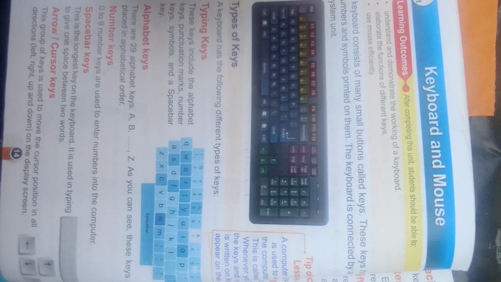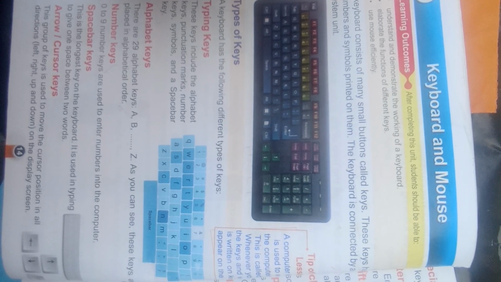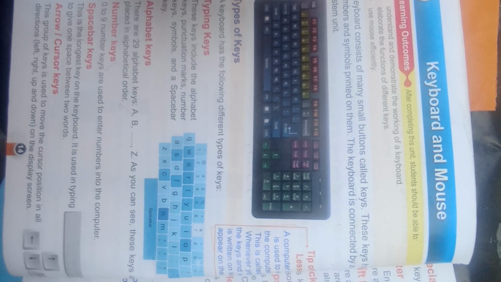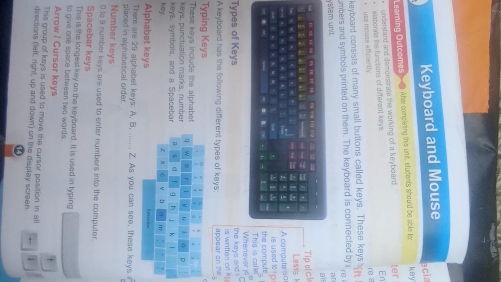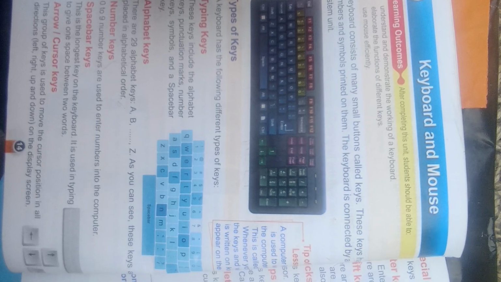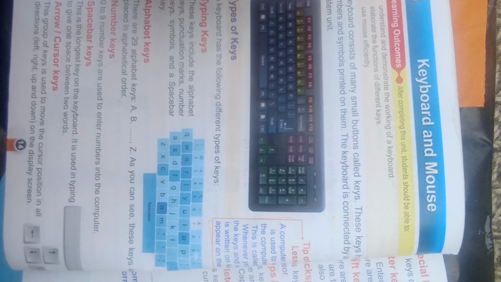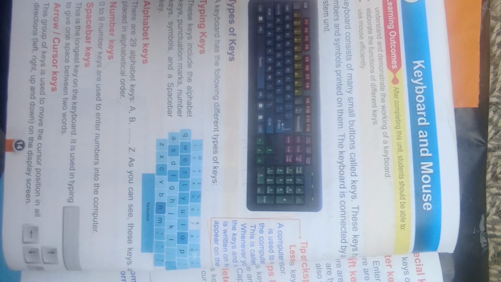Spacebar key. This is the longest key on the keyboard. It is used in typing to give one space between two words. Arrow or cursor keys. This group of keys is used to move the cursor position in all directions: left, right, up and down on the display screen.